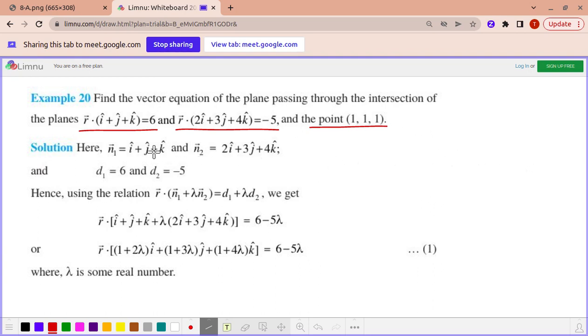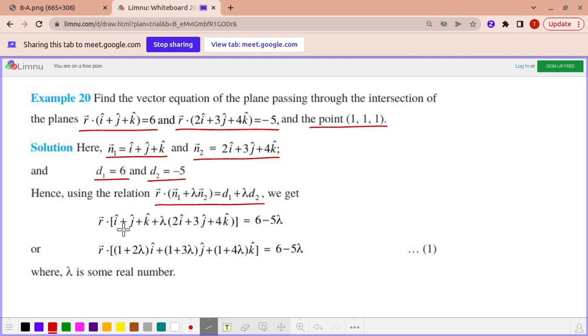So here, according to our formula, the n1 vector is i cap plus j cap plus k cap, the n2 vector is 2 i cap plus 3 j cap plus 4 k cap, d1 is 6 and d2 is equal to -5. So we know the equation of a plane passing through the intersection of these two planes is r vector dot (n1 vector plus lambda n2 vector) equal to d1 plus lambda d2.